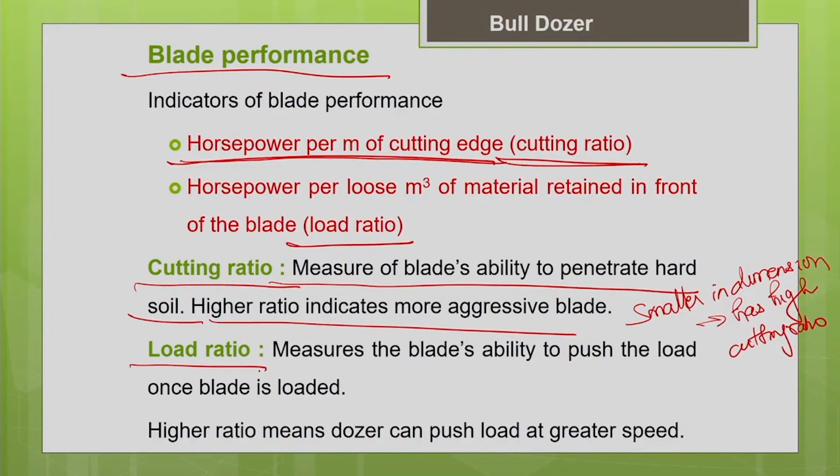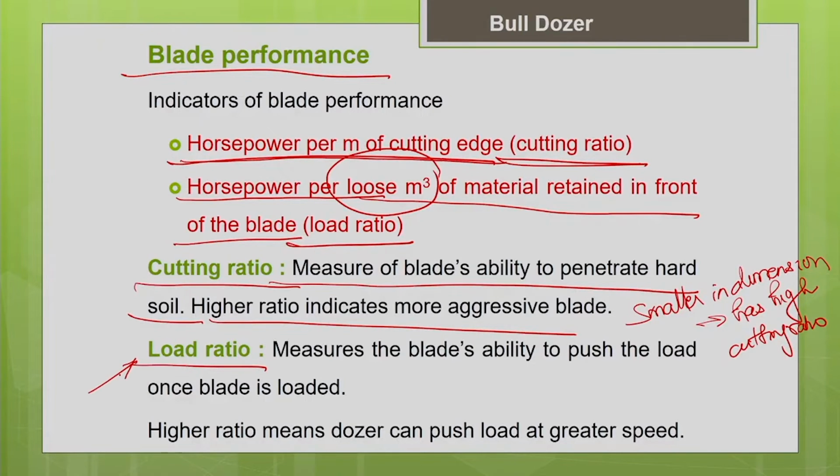Okay, so next is the load ratio. Load ratio indicates the pushing ability of the blade. It is nothing but the horsepower per loose meter cube of material retained in front of the blade. You have to clearly note here that the volume of the material is indicated as loose meter cube. That means the material is in a loosened state. After the material is cut, it is already in the loosened state. You have excavated the material, you have cut the material. So the material is now in a loosened state and you are going to push the loosened material. So, what is the pushing ability of the blade? That is what is indicated by the load ratio.